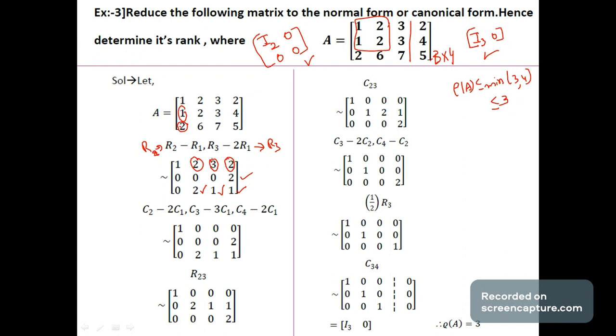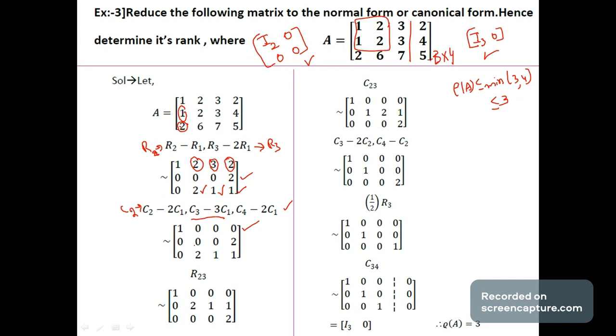So this is C2, this is C3, this is C4. So C2 tends to C2 minus 2C1, C3 tends to C3 minus 3C1, C4 tends to C4 minus 2C1. So 2 becomes 0, 3 becomes 0, 2 becomes 0 in the C2, C3, C4 columns. So the remaining elements are not affected.